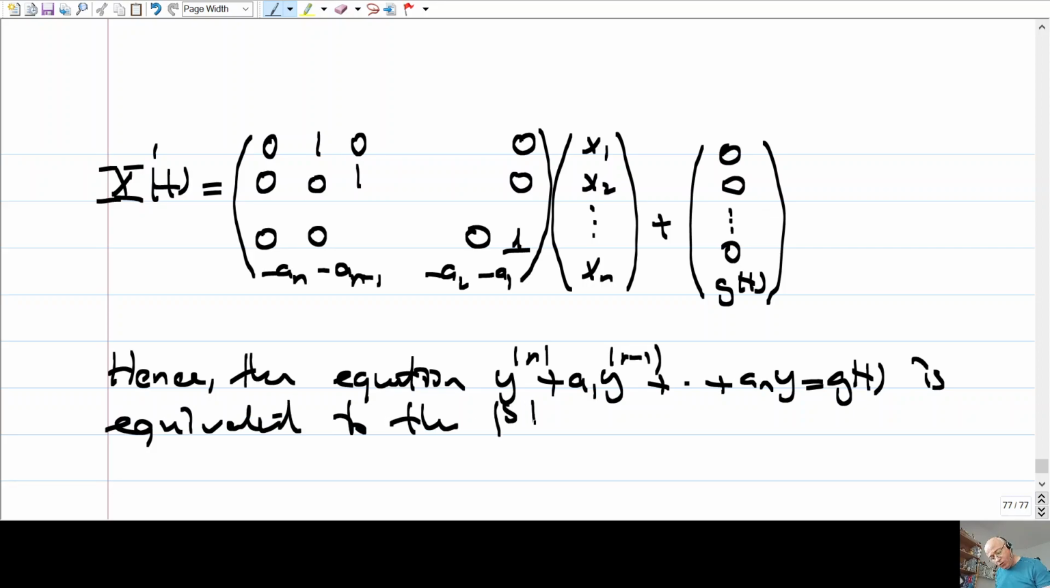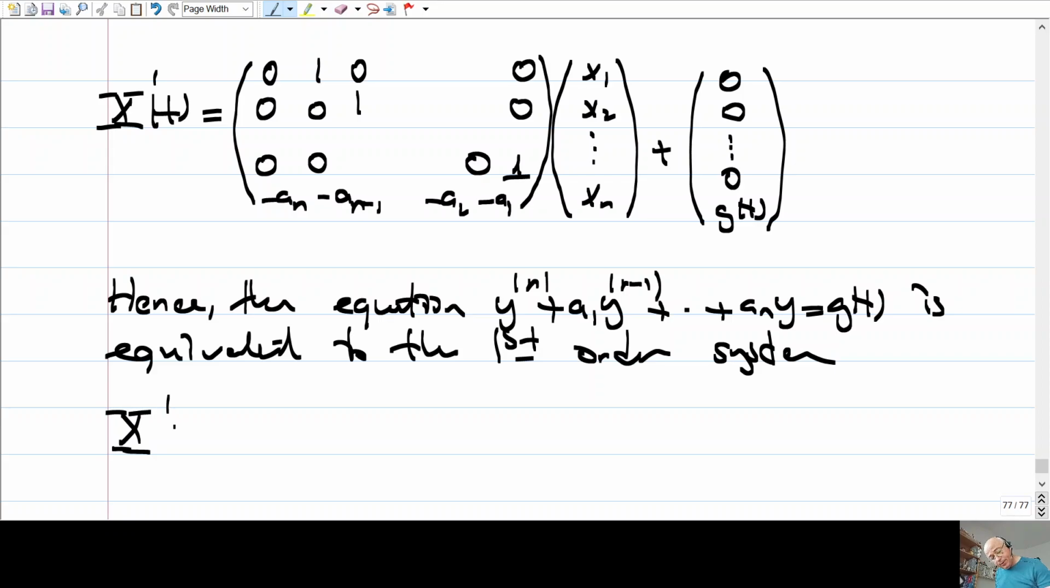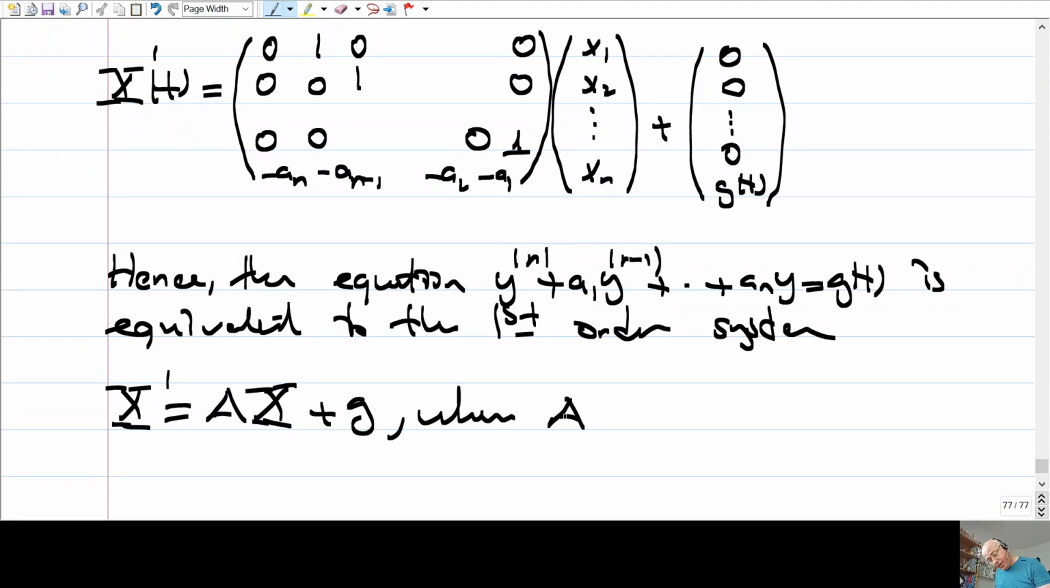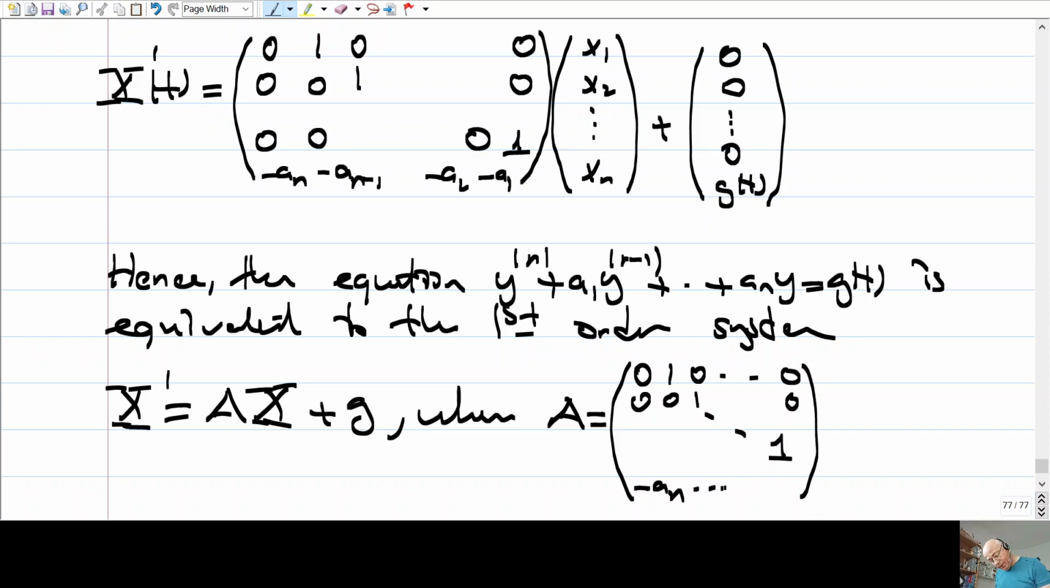to the first order system x prime equals ax plus g, where a is this matrix 0 1 0 0 0 1 0 goes like this, and here I have minus an and then up to minus a1, and then gt is just 0 0 up to well, gt. Okay, this notation is a bit awkward, but you know.